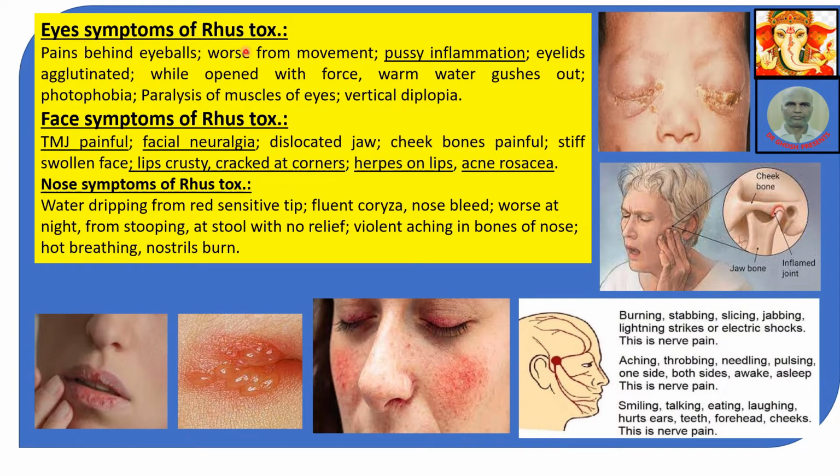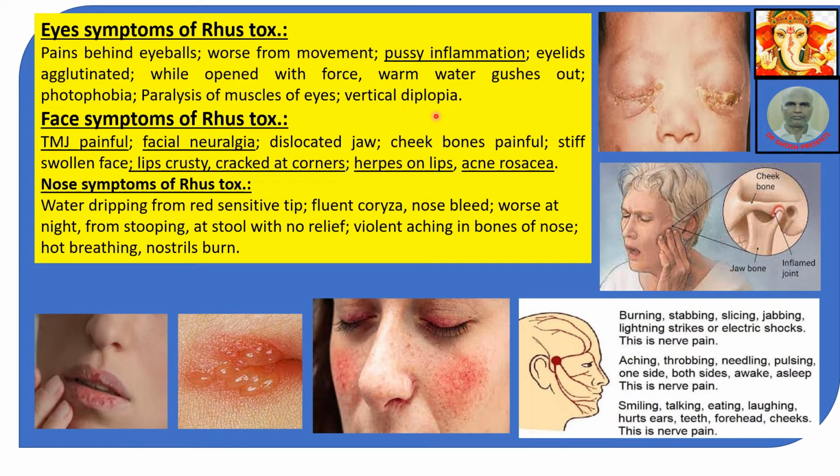Eye symptoms of Rhus Tox. Pains behind eyeballs, worse from movement, palsy, inflammation of eyes, eyelids agglutinated, while opened with force, warm water gushes out. Photophobia, that is, cannot tolerate light. Paralysis of eye muscles, vertical diplopia.